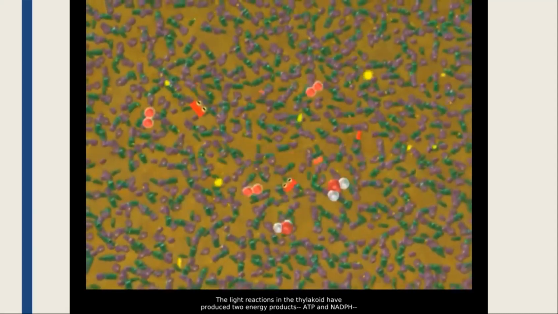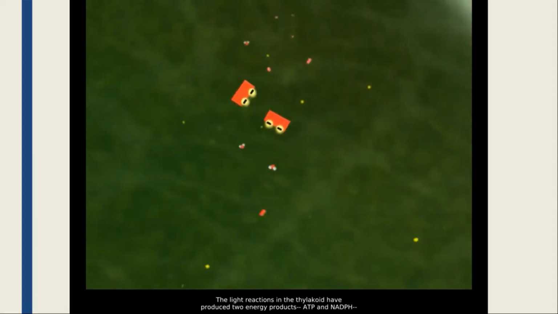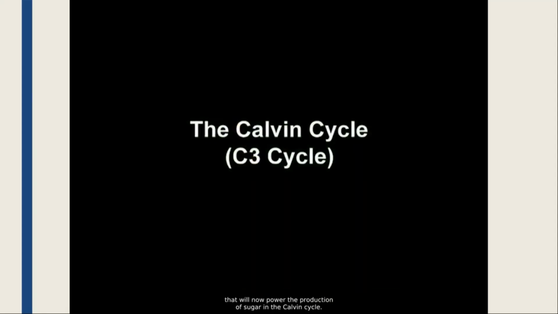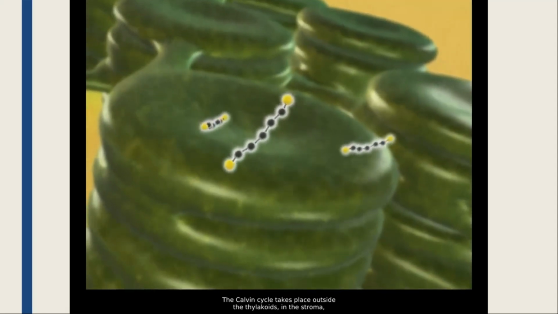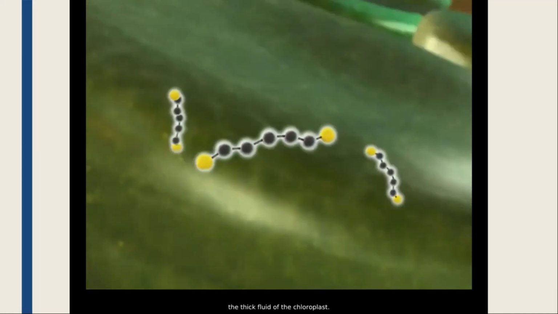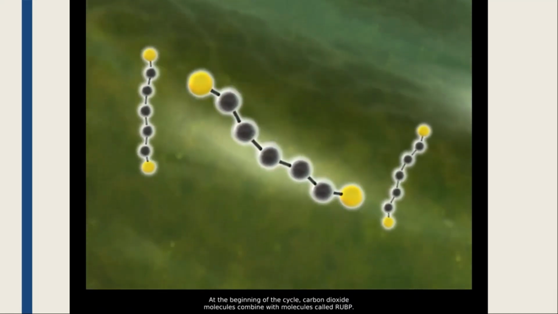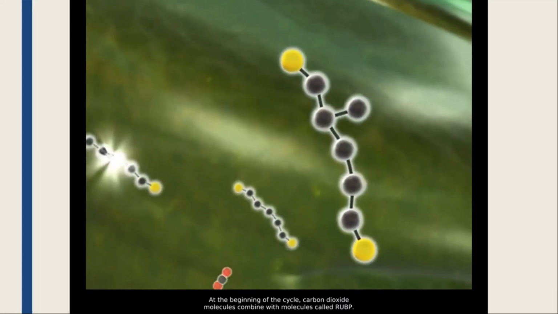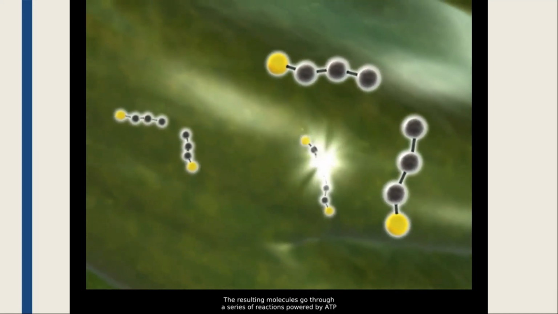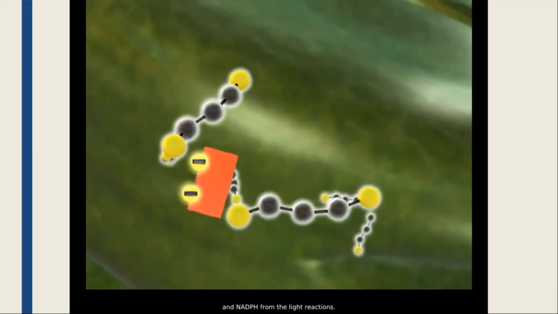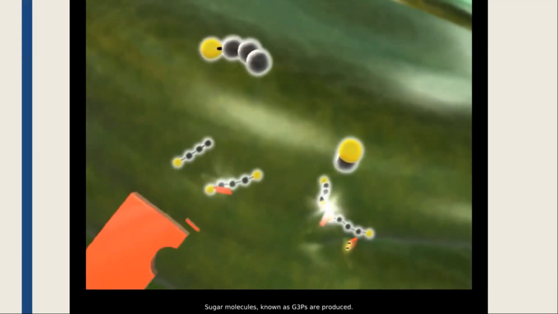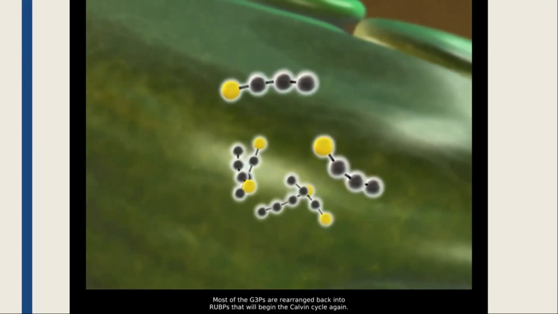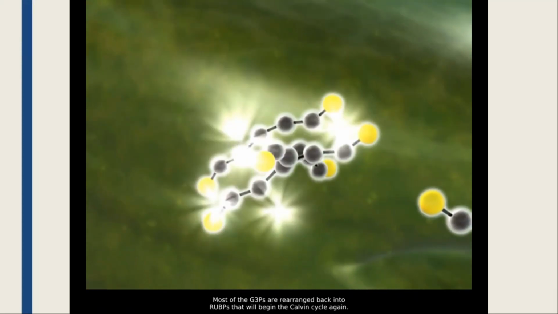The light reactions in the thylakoid have produced 2 energy products, ATP and NADPH, that will now power the production of sugar in the Calvin cycle. The Calvin cycle takes place outside the thylakoids in the stroma, the thick fluid of the chloroplast. At the beginning of the cycle, carbon dioxide molecules combine with molecules called RuBP. The resulting molecules go through a series of reactions powered by ATP and NADPH from the light reactions. Sugar molecules known as G3Ps are produced. Most of the G3Ps are rearranged back into RuBPs that will begin the Calvin cycle again.